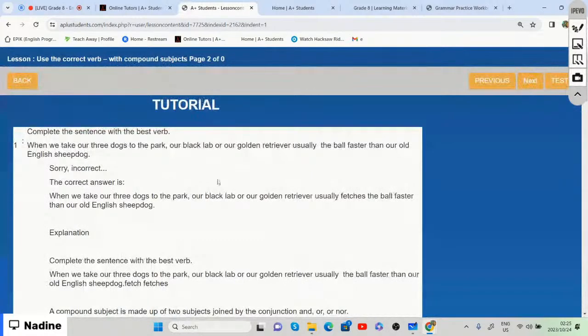When we take our three dogs to the park, our black lab or our golden retriever usually fetches the ball faster than our old English sheepdog. So fetches is the best verb within that sentence. So we said that fetches can be our verb, right? Because we need to complete the sentence with the base verb. So fetches is the missing verb in that sentence.